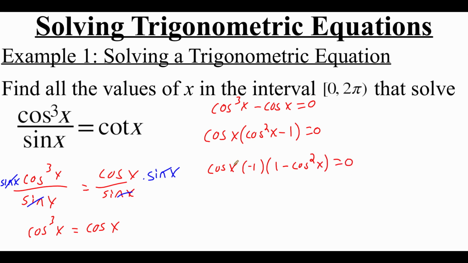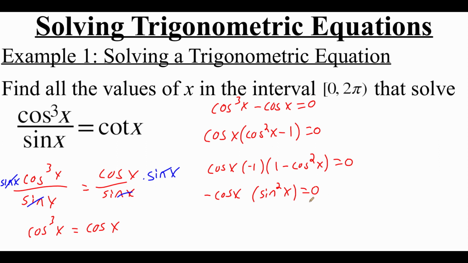Now I'm going to take this negative 1 that we just factored out, and I'm going to multiply it to this cosine. So we have negative cosine of x. Now what's inside of this second set of parentheses looks like one of my Pythagorean identities. So I can replace that with the sine squared of x equals 0.